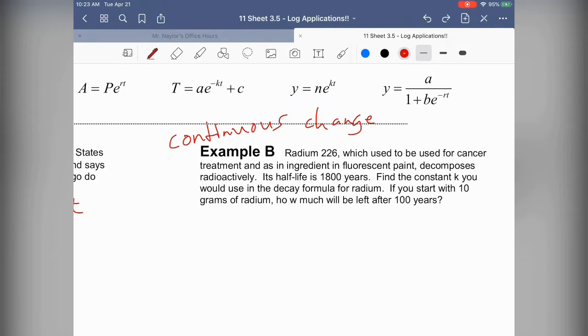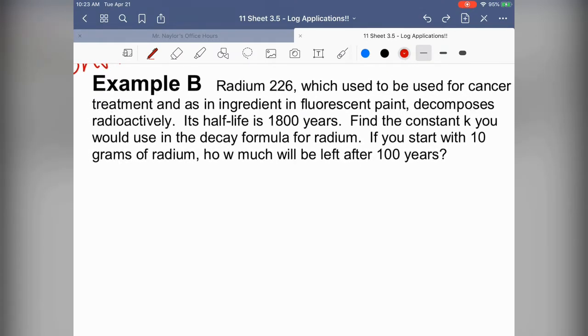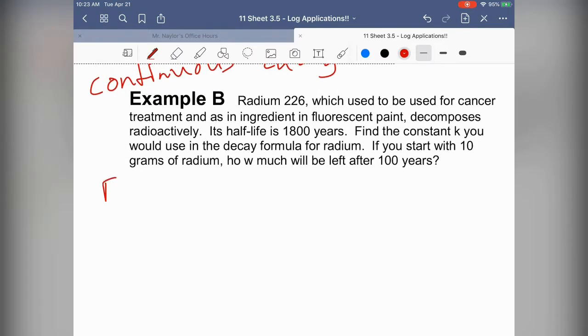Now, things that occur in nature will change continually. And when we dig a little deeper into this formula, we find out that the first thing we need to do is find k. Students sometimes ask, well, what is k? And remember, k is just a constant. It turns out that all we really need to be able to find k is a final value, an initial value, and a time.